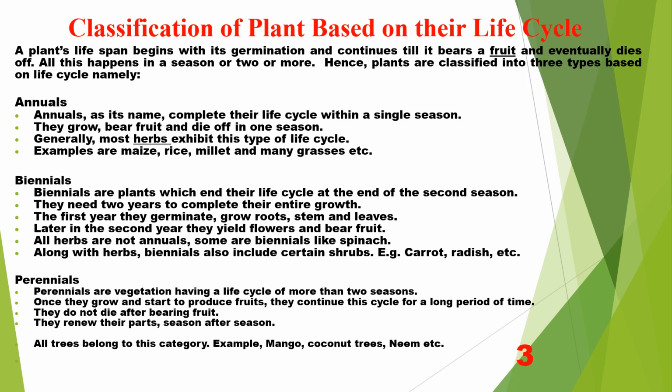Typical examples of these perennials are mango, coconut tree, neem. Most tree plants are perennials. So therefore, in a nutshell, we can say all annuals are herbs, biennials are shrubs, while perennials are tree plants.